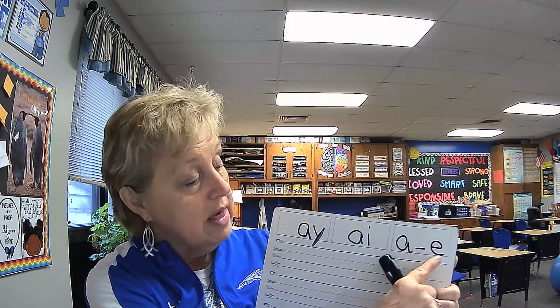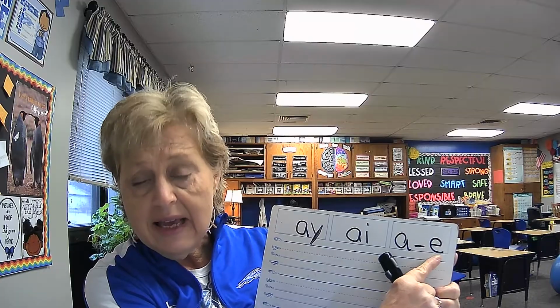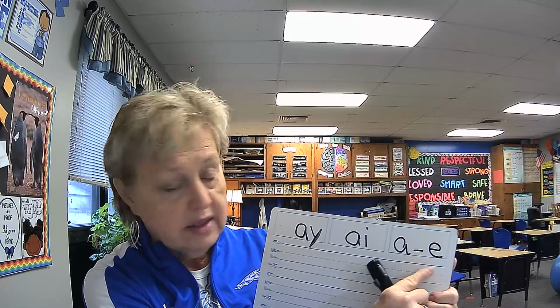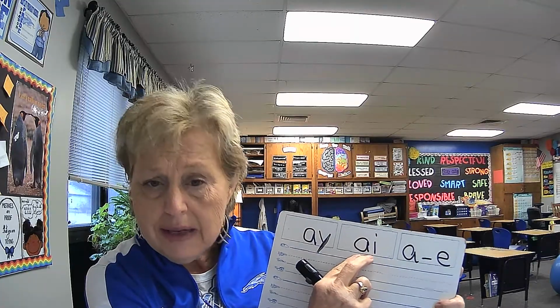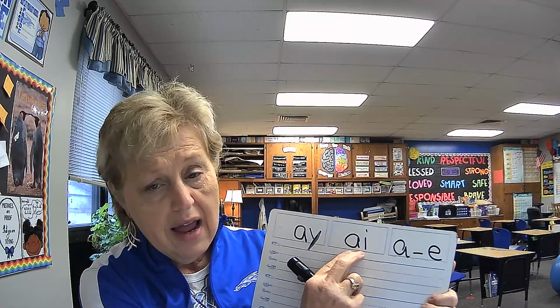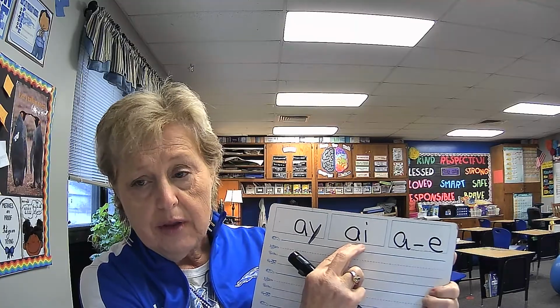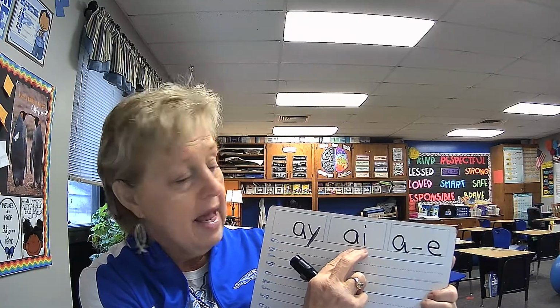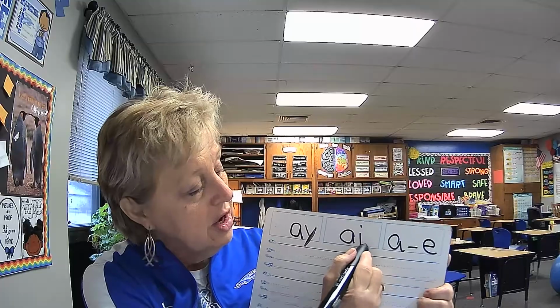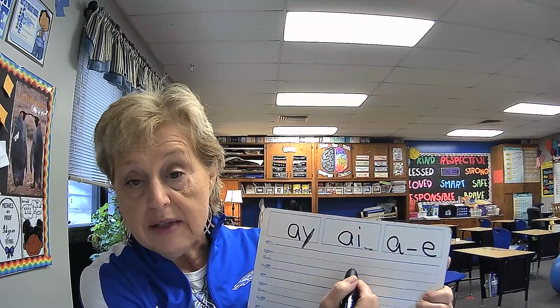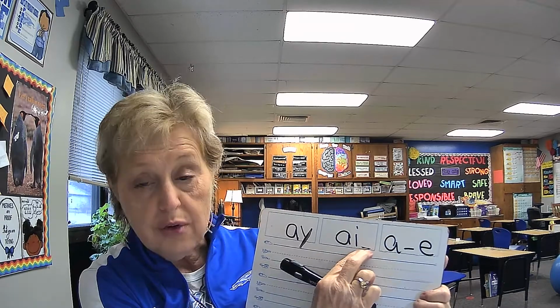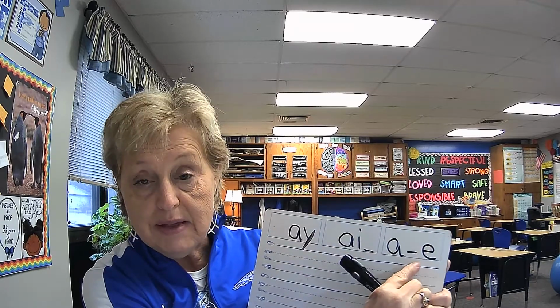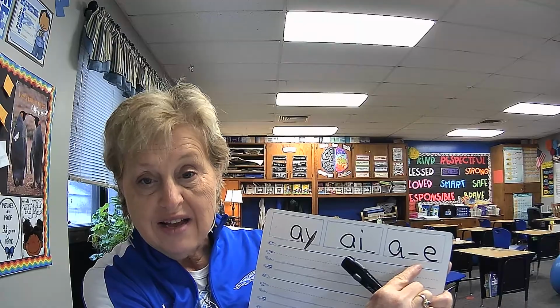Now we know that the E is silent when you have A consonant E. And if you have AI in a word, it has to be in the middle of a word. You can't just end a word with AI. It has to have a consonant on the end of that. And sometimes it has 2 consonants. And that's a clue, because if it has 2 consonants, then it can't be the spelling for A consonant E. So that's a clue that will help us.